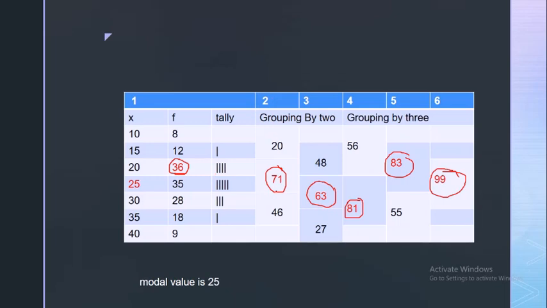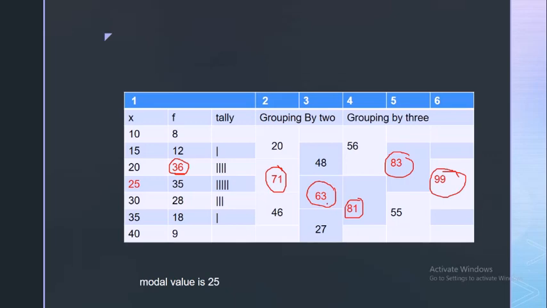In column 2 my maximum is 71. You have to check which numbers make 71. Okay, which frequencies help you to get 71. It is very easily found out that by adding up 36 and 35 you get 71. So you can mark 1 over here and 1 over here. Okay, then next you move on to column 3.